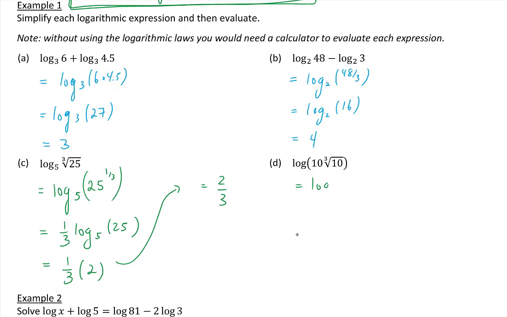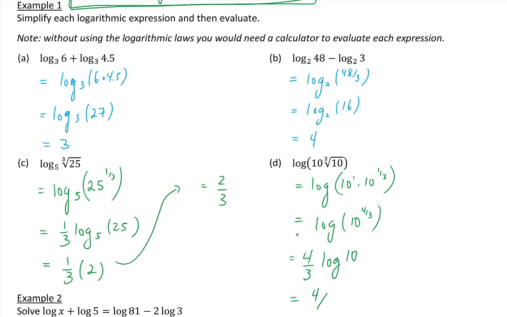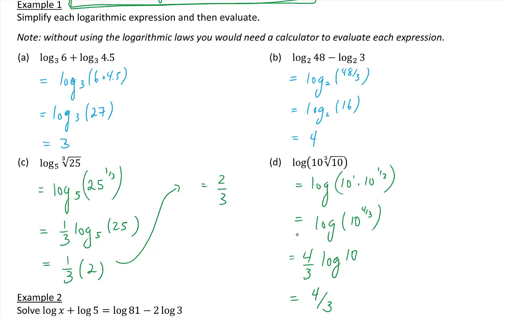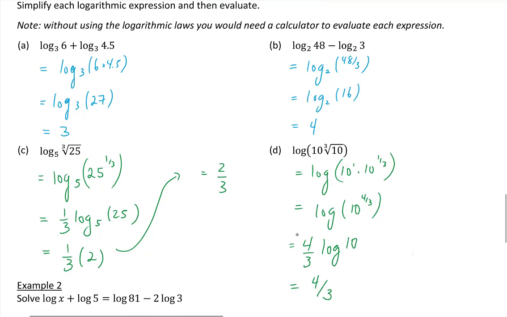D, this is log of 10 times 10 to the 1/3. Remember, this is an exponent of 1 on this 10. So for powers of the same base, we add the exponents. So this is log of 10 to the exponent of 4/3. Using our power rule, this is 4/3 log of 10. And 10 to the exponent 1 is 10, so this is just equal to 4/3. Remember, if we don't see the base for a logarithm, then our base is 10.